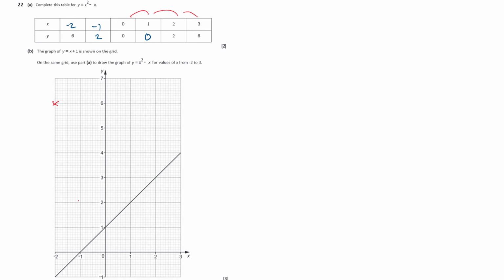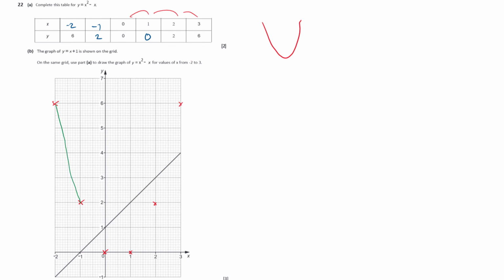-1 goes with 2. 0 goes with 0. 1 goes with 1. 2 goes with 2. And 3 goes with 6. Okay. Now, this is a quadratic curve. It has a nice smooth parabola between the points. That's what you're going to be drawing on this shape. Okay, so it's a curving thing.